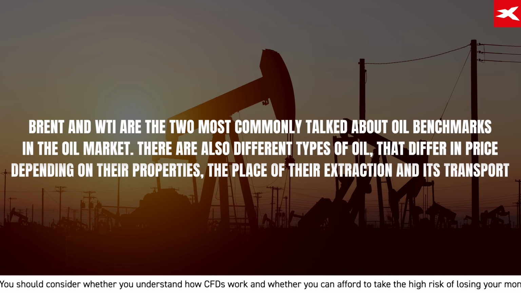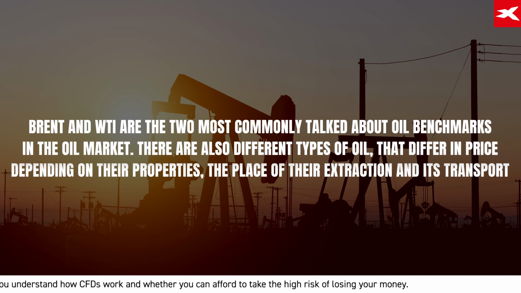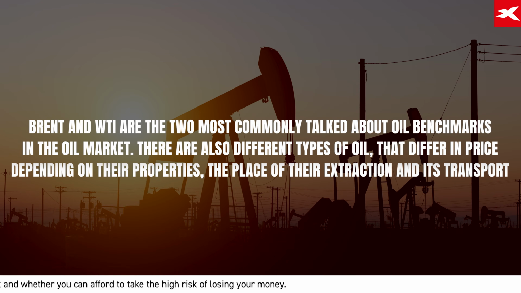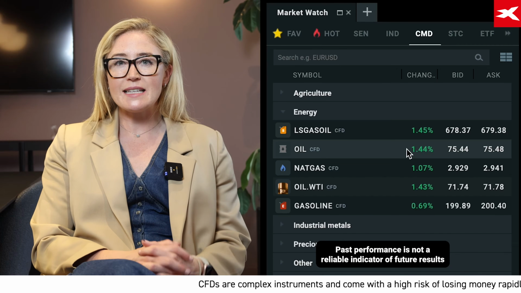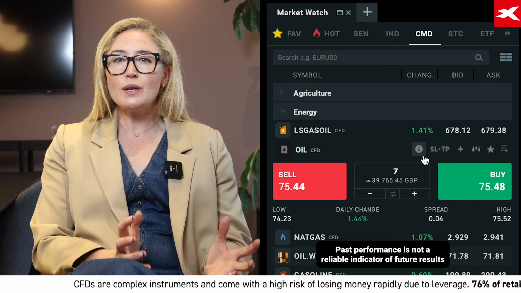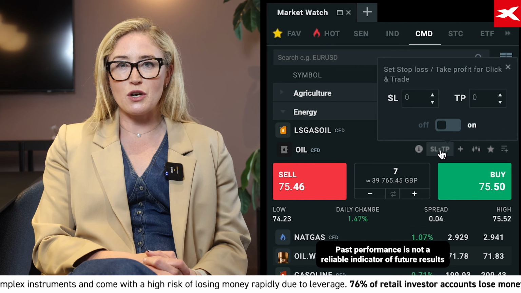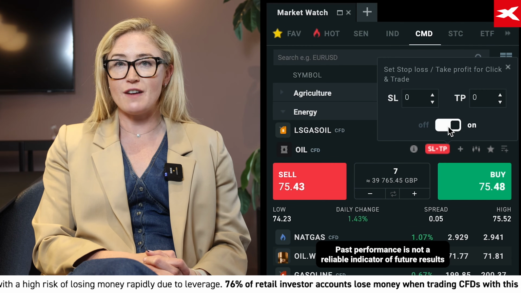There are also different types of oil that differ in price depending on their properties, the place of their extraction, and their transport. To trade in the oil market, you can use our XTB trading platform, which allows you to invest in a wide range of financial instruments. Thanks to the calculator built into the order window, you can set the stop loss or take profit order on the assumptions resulting from your investment strategy.